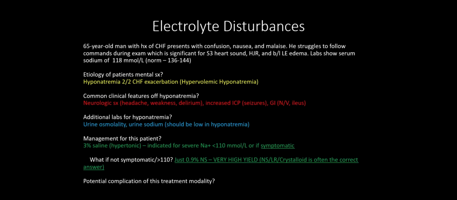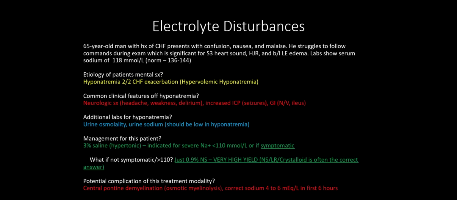So let's say you decide to do hypertonic saline. What's the textbook complication of hypertonic saline, trying to raise the sodium level? Osmotic demyelination syndrome. Perfect. So a couple different names it could go by: central pontine demyelination or osmotic myelinolysis.